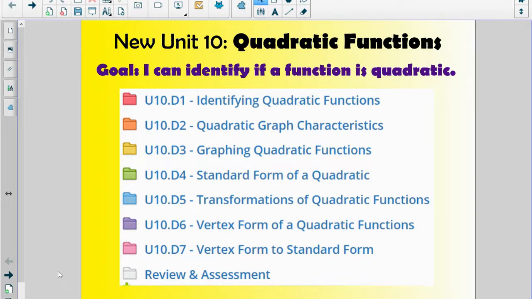Today, our goal specifically with identifying quadratic functions is that I can identify if a function is quadratic, and we're going to look at different forms of functions, whether it's a function as a graph, a function as a table of values, or even a function as an equation. So identify quadratic functions from all those different forms.